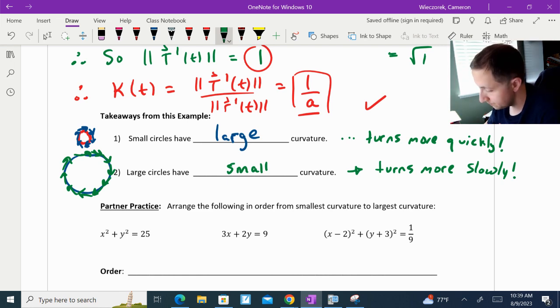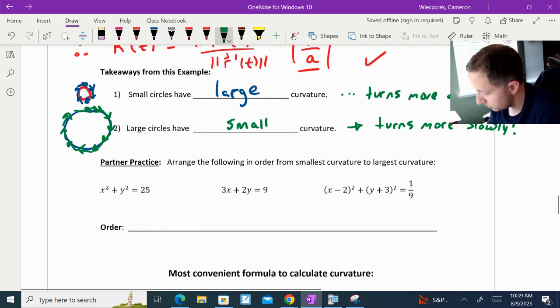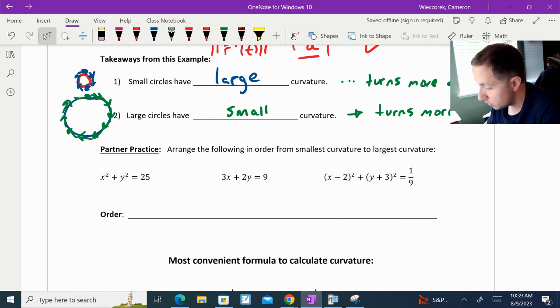slowly. Okay, so here are 3 different curves. I want you to arrange those in order from smallest curvature to largest curvature. Pause me before you listen to me go through this one and give it a shot on your own, and then we'll check it. Okay, so let's check it.